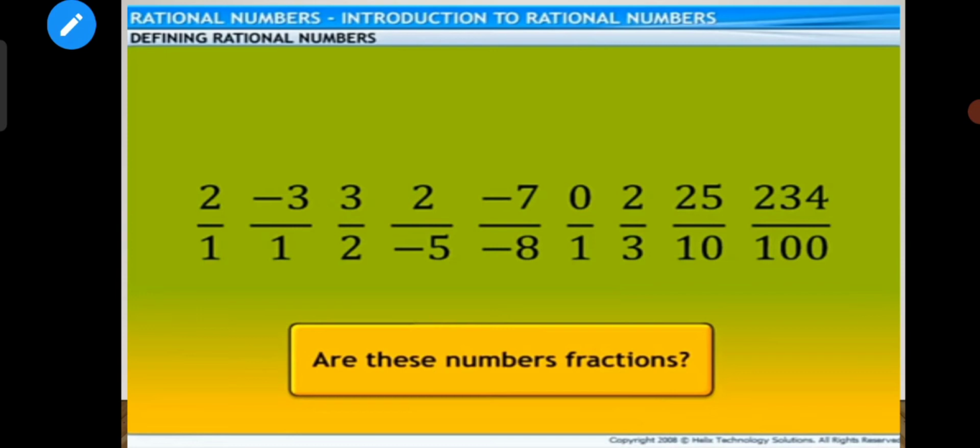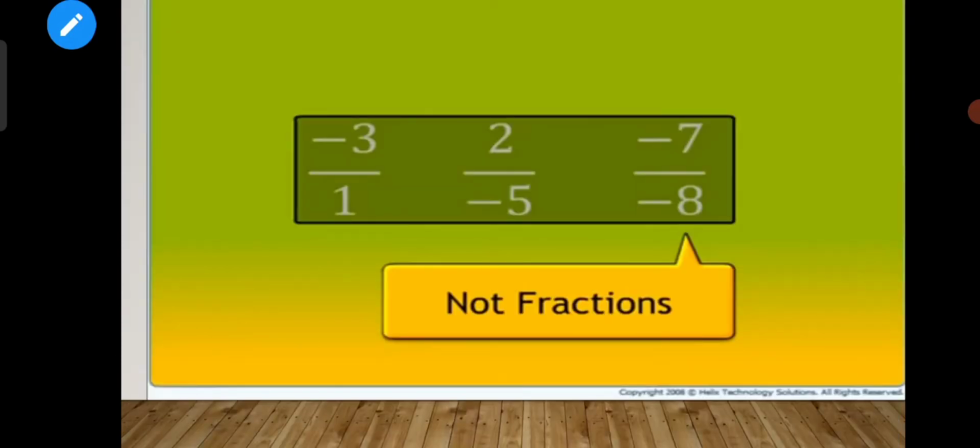Now here some numbers in the form of p by q are written. Are these numbers fractions? 2 upon 1 is a fraction. -3 upon 1, is it a fraction? It is a negative number, right? It is made up of an integer. So are these numbers fractions here? No, these numbers are not fractions.